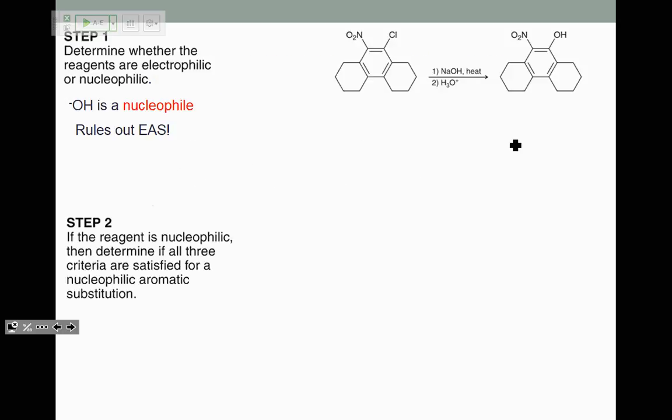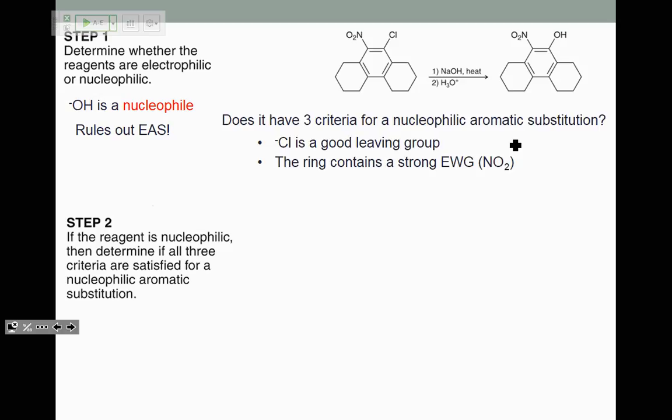So it's a nucleophile. It rules out electrophilic aromatic substitution. We do follow our 3 criteria, so it is. Oh, and sometimes you see nucleophilic aromatic substitution written as SNAr. SN for nucleophilic substitution, and then AR for aromatic. So it is different from our SN1 and SN2. This is SNAr, specifying that it's a substitution occurring at an aromatic ring. But it's a lot different of a mechanism. So sometimes you see it specified as SNAr, like that.